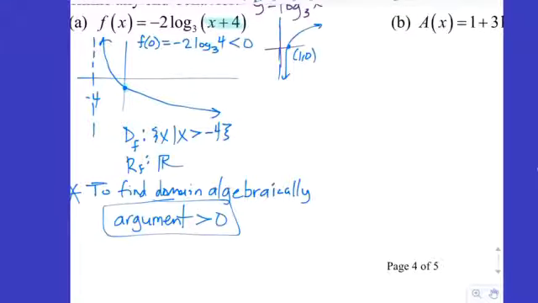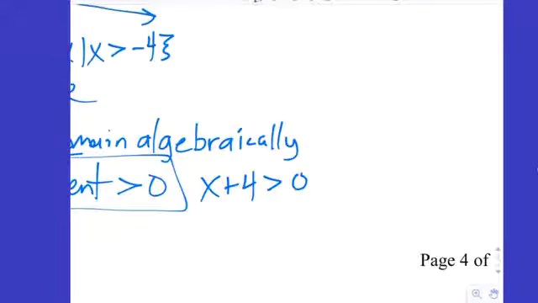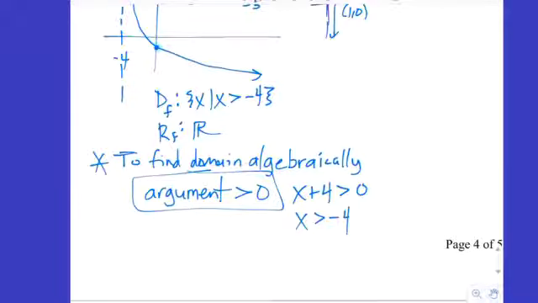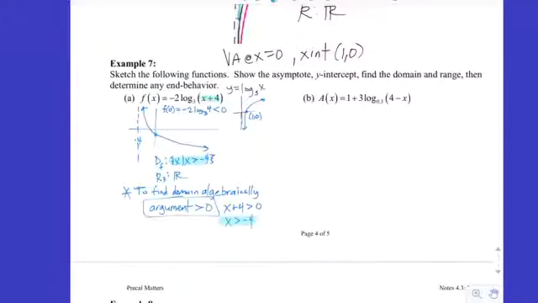So let's see if we get the right thing here. Our argument is x plus 4. I'll say it's greater than 0. That's a linear inequality. Can we solve linear inequalities algebraically? Yes, we can. I'll subtract the 4 from both sides, and I get x is greater than negative 4. If you compare that to the domain you got graphically, they should be the same. If they're not, you made a mistake somewhere, either in finding it algebraically or maybe in the graph. Maybe you reflected it across the y-axis instead of the x-axis. So I would encourage you to always check to make sure that you have the right graph.